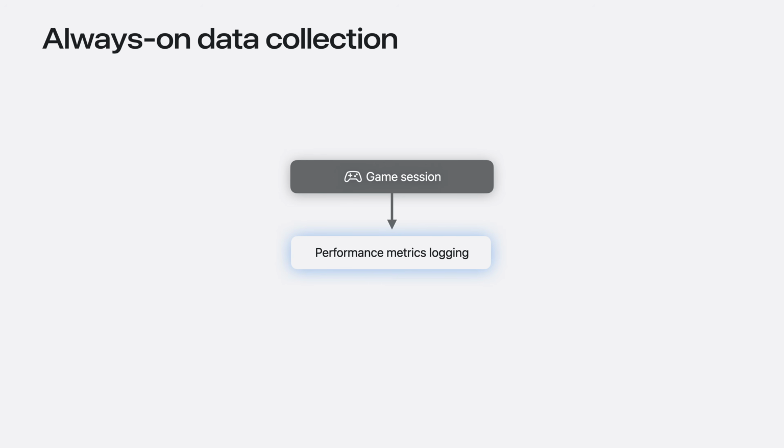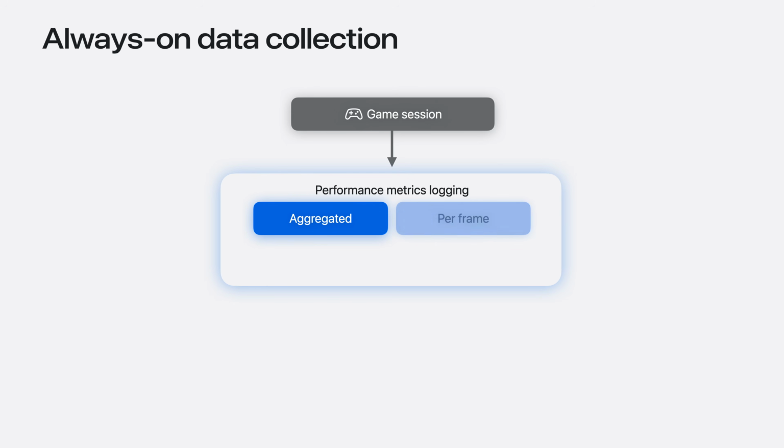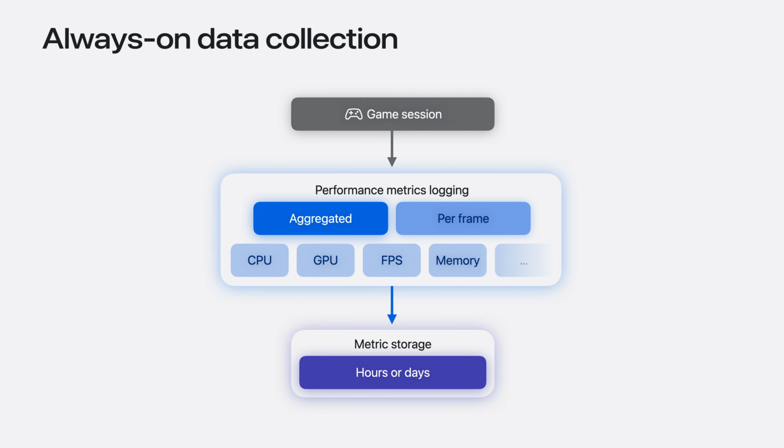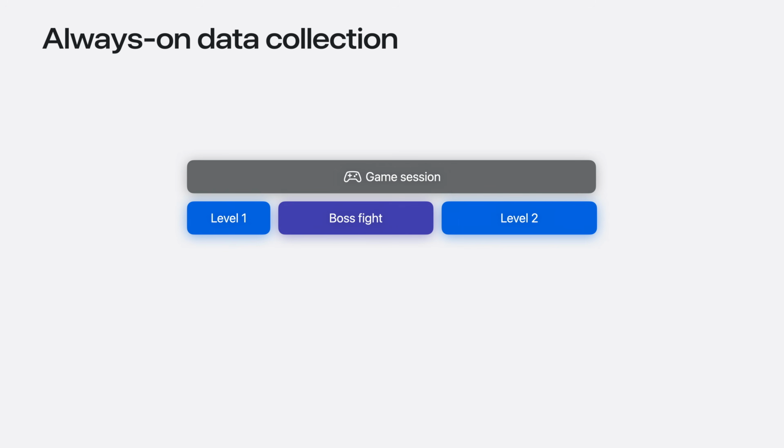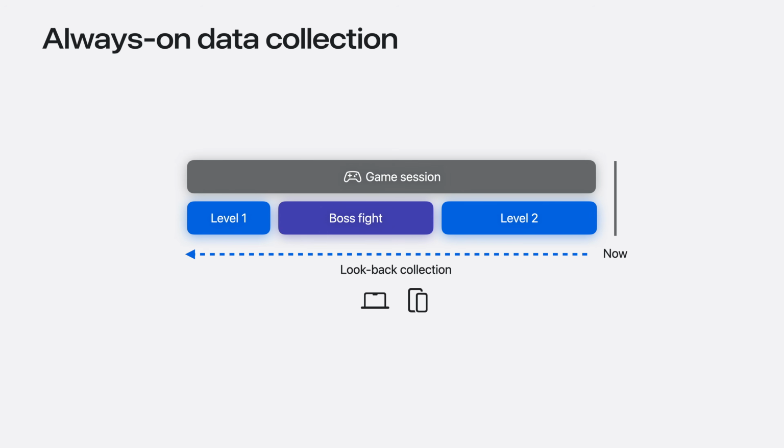But here is something really powerful. While your game runs, the system is always recording and saving Metal performance and resource usage metrics. Aggregated and optional per-frame metrics such as CPU, GPU, FPS, and memory are efficiently stored and saved for days. This means for a long game session that lasts hours and includes multiple state changes, you can look back in time and collect data after the game session wraps up, locally on both macOS and iOS devices. I'll demonstrate how this works.